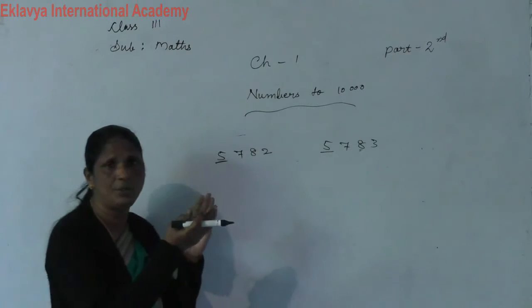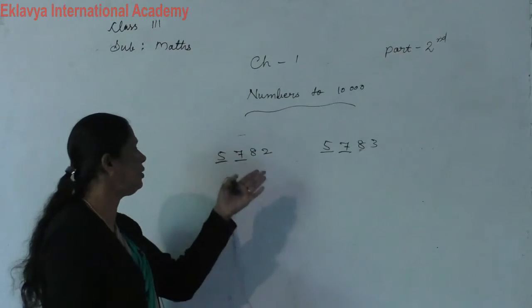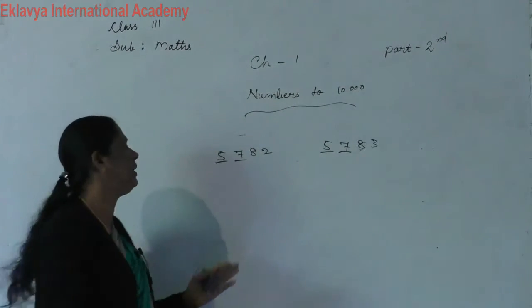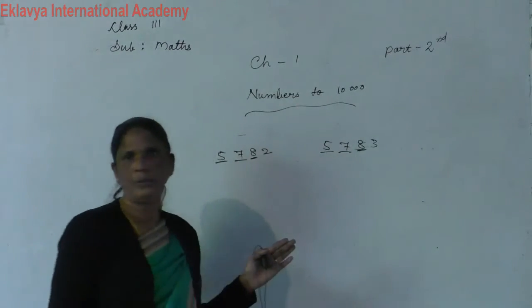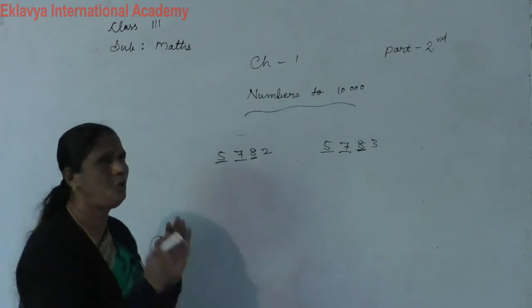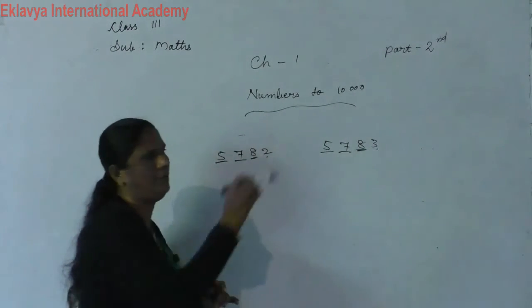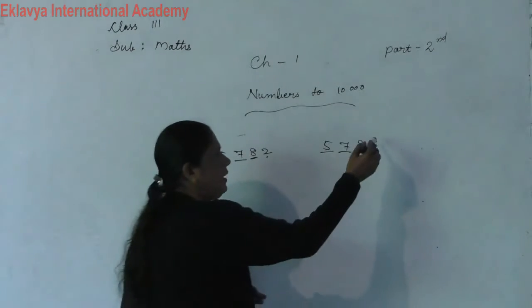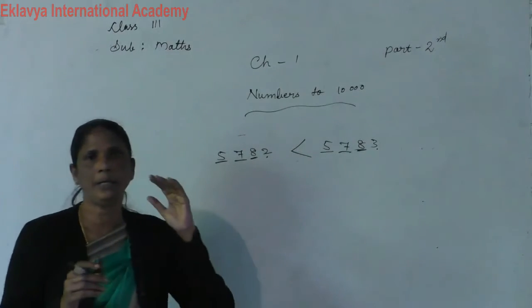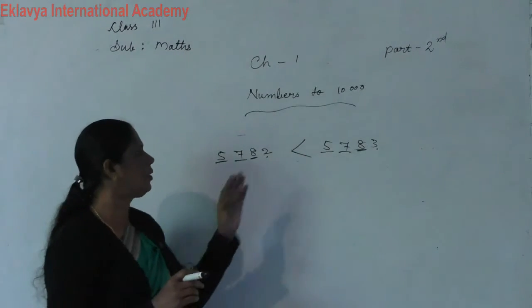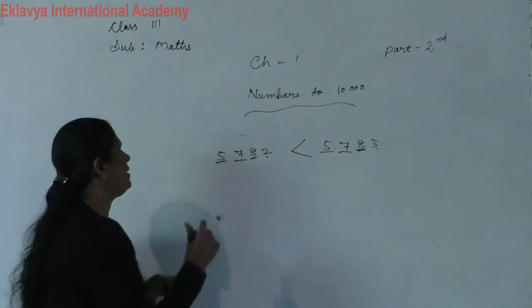Then you go to the next digit. Here 7, here also 7. Both are the same. Then next you look at the tens place. Here also 8. Both are the same. Next you look at the ones place. Here 2, here 3. Which is greater? This is greater. Therefore you put this sign. The open mouth comes toward the greater number. The closed mouth comes toward the smaller number. This is greater.